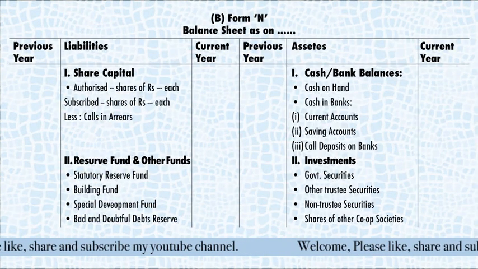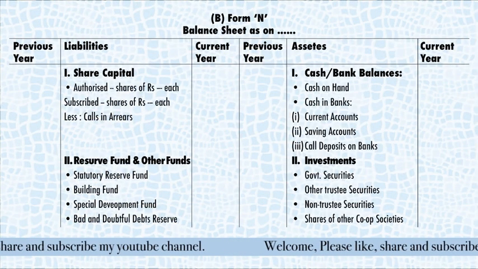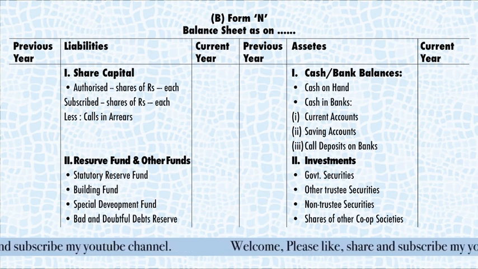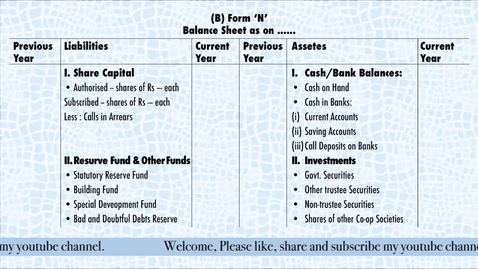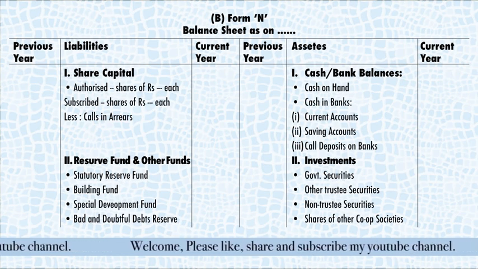Now we can see the next slide, students. It's nothing but the balance sheet. It's also known as Form N. Okay, balance sheet as on. You have to write liabilities and assets.